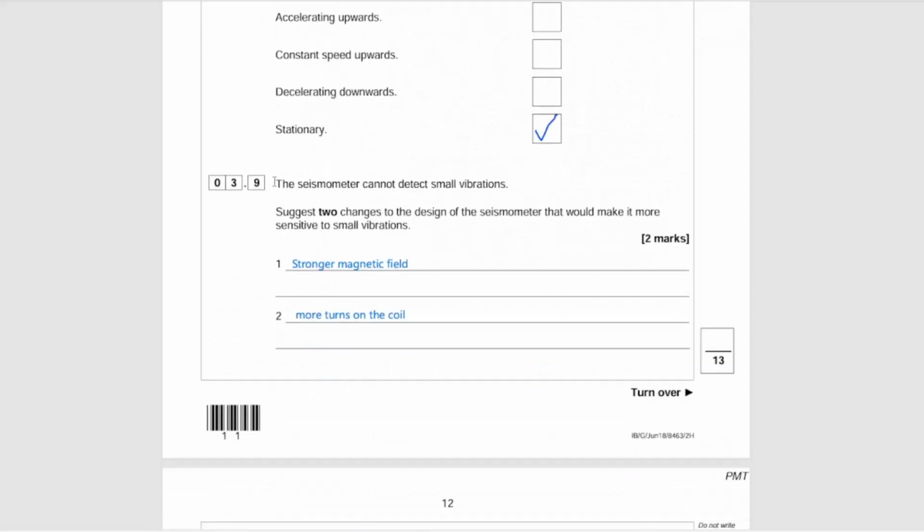And for 3.9, the seismometer cannot detect small vibrations. Suggest 2 changes to the design of the seismometer which would make it more sensitive to small vibrations. What we're being asked to do is make the induced potential difference larger. And 2 ways we can do that are, number 1, increasing the strength of the magnetic field by having a stronger bar magnet, or number 2, have more turns on the coil, both of which would increase the induced potential difference as the bar magnet goes through it.